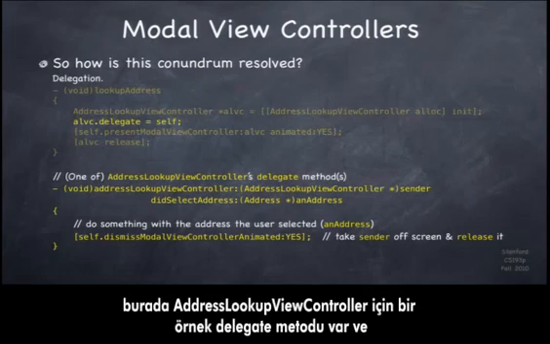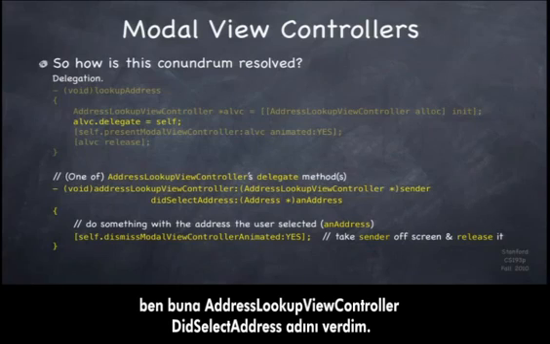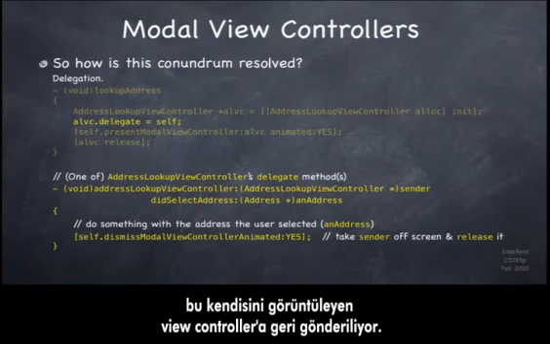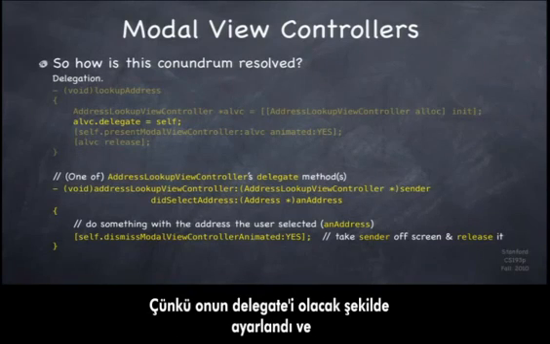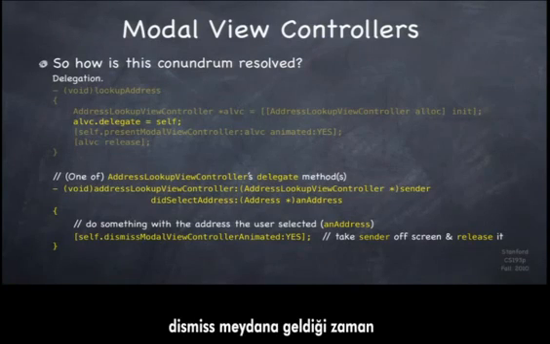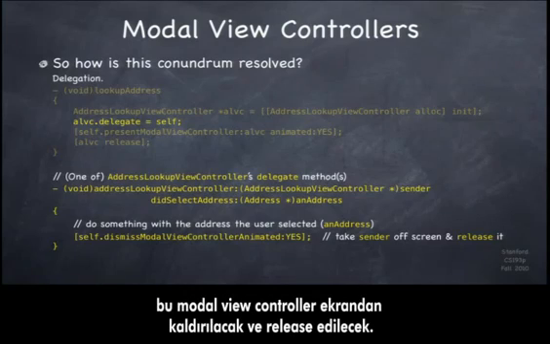And for example, here is a sample delegate method for address lookup view controller that I made up, called addressLookupViewController didSelectAddress, because that's what this modal view controller does. And so this will get sent back to the view controller that presented it, because it's going to be set as delegate. And here's where the dismissModalViewControllerAnimated:YES happens, okay? And when that dismiss happens, that modal view controller will be removed from the screen and released.